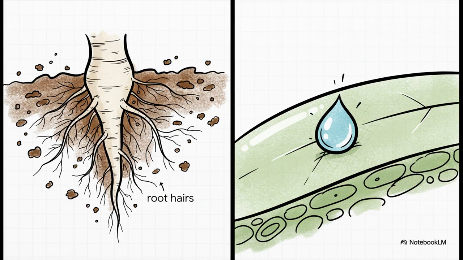Let's look a little closer. The epidermis. It's basically this single layer of cells that acts like a shield. On the leaves and stems, it's got this waxy coating called a cuticle to keep it from drying out. And down in the roots, you've got these tiny little root hairs that are all about grabbing as much water and nutrients from the soil as they possibly can.